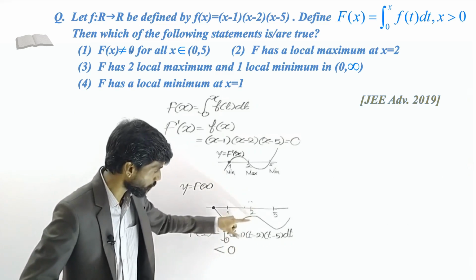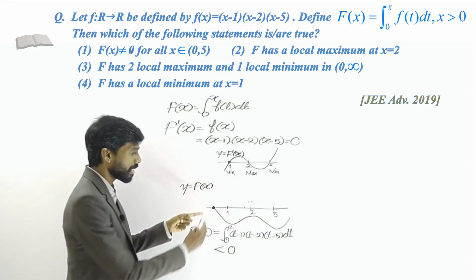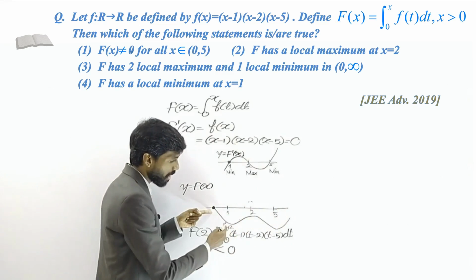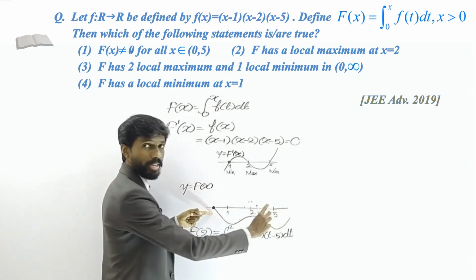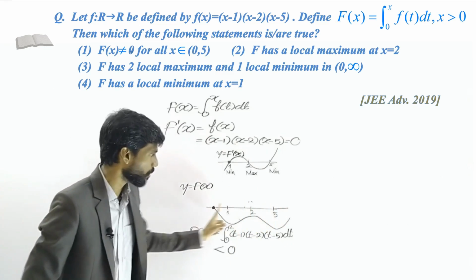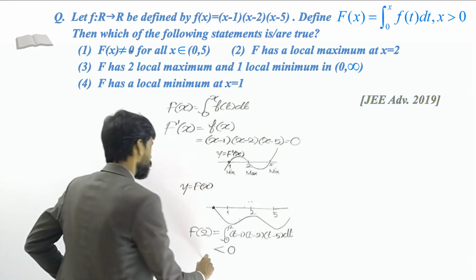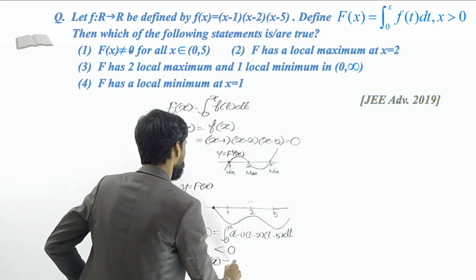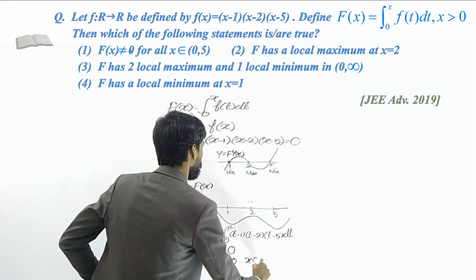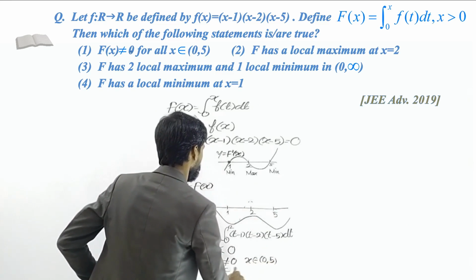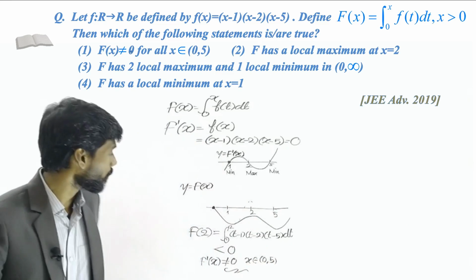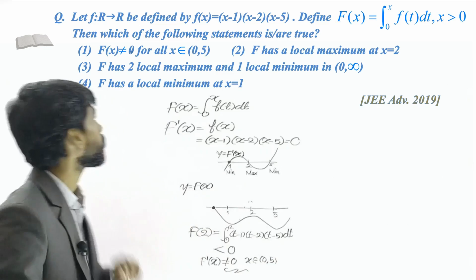So this f of 2 is less than 0. That means the graph of this function is below the x-axis. Now you tell me, is there any point between 0 and 5 at which this function becomes 0? No point, right? So this function does not have any root between 0 and 5. So that means f dash of x is not equal to 0 for x belonging to the interval 0, 5. That is also one of the options given here, so this is our required answer.